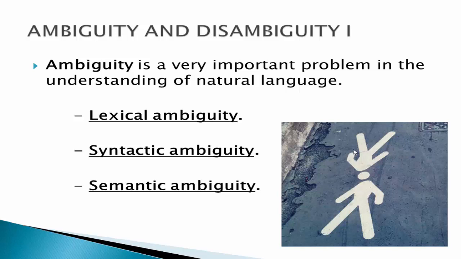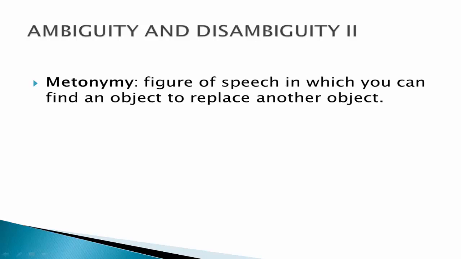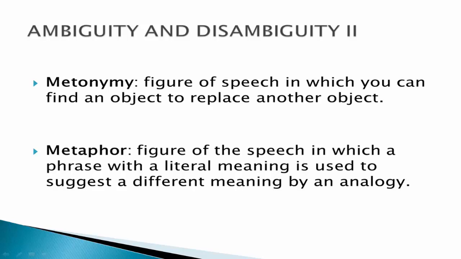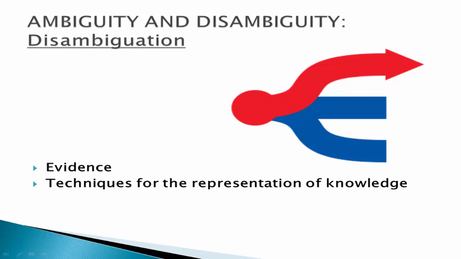There is also a series of technicalities in communication that can lead to ambiguity: metonymy, which is a figure of speech in which you use an object to replace another object, and metaphor, which is a figure of speech in which a phrase with a literal meaning is used to suggest a different meaning by analogy. Disambiguation relies on knowledge of the world, the real situation, and the use of language, and can be done by combining the evidence using all the techniques for the representation of knowledge and reasoning under uncertainty.